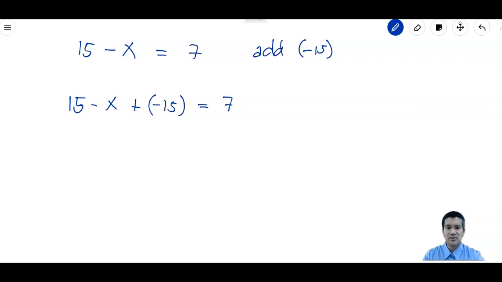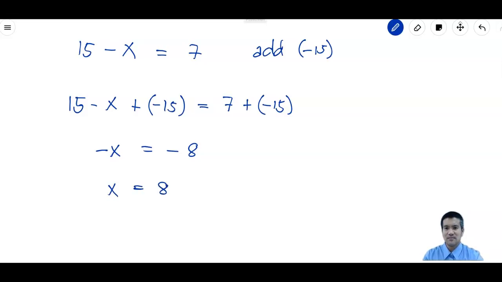So therefore here you will add as well negative 15. And then after that we cancel out 15 here because 15 and then 15 here. So the remaining value is negative x equals 7 plus negative 15, which is equal to negative 8. So here we have negative x and negative 8. So therefore we will divide both sides by a negative sign. So therefore we will have now x is equal to positive 8.